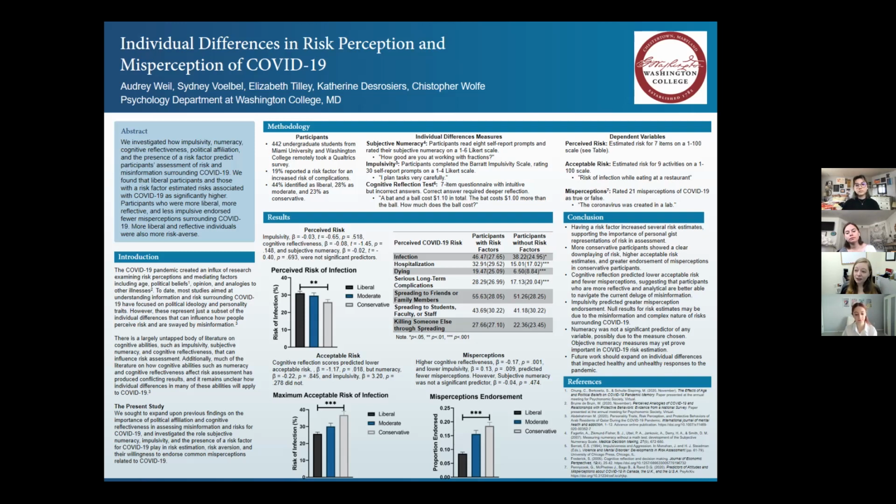However, just like in our other variables, numeracy didn't seem to play much of a role. And again, like in our other variables, we see that political affiliation plays a significant role, with conservative participants endorsing significantly more misperceptions than liberal participants.